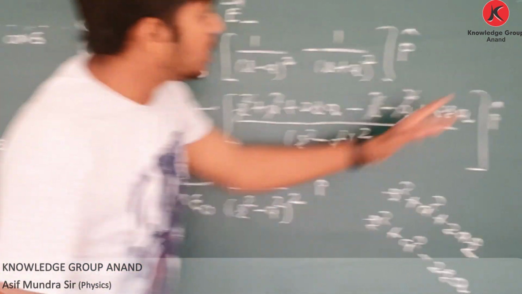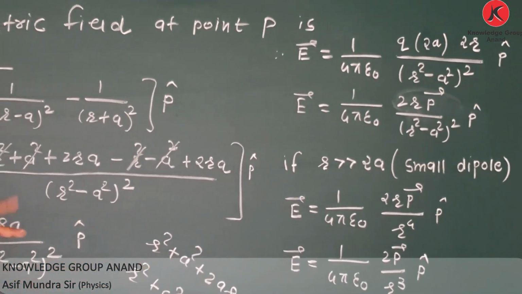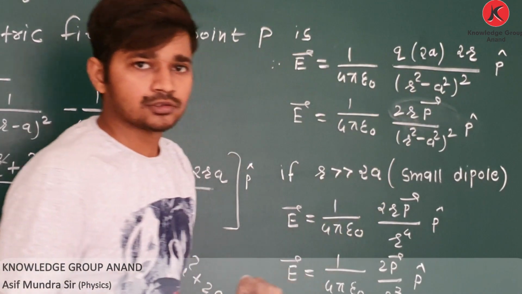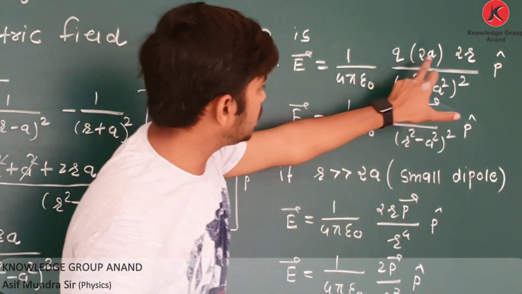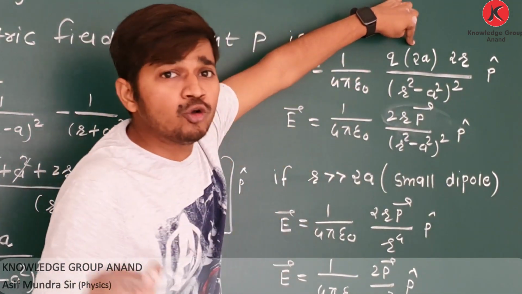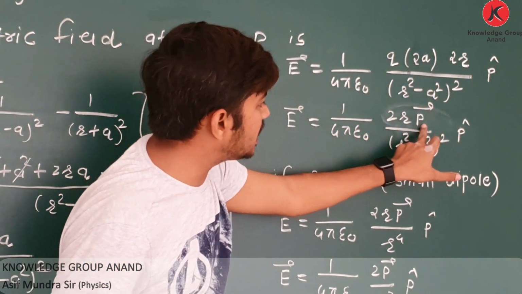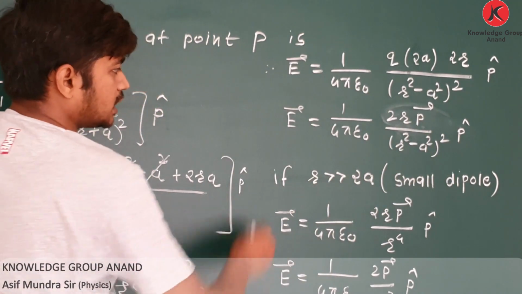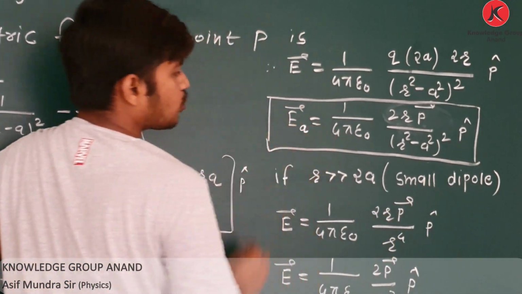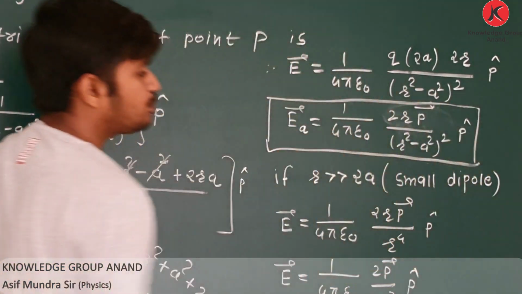Clear? Okay. Now, E is equal to 1 upon 4 pi epsilon 0. This 4 is divided: 4 is equal to 2 into 2, so q into 2a into 2r, denominator as it is. Now q into 2a, we know that q into 2a is the electric dipole moment, so q into 2a is replaced by p. So what is your equation? Electric field on axis, E_A, is equal to 1 upon 4 pi epsilon 0 times 2rp upon r square minus a square whole square, p caret.